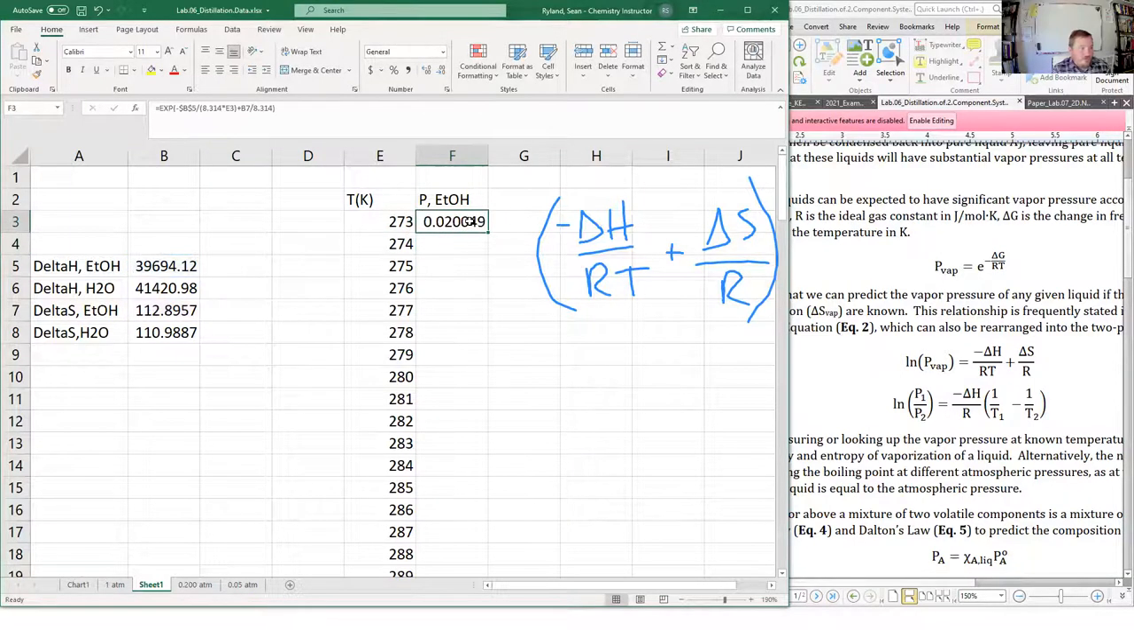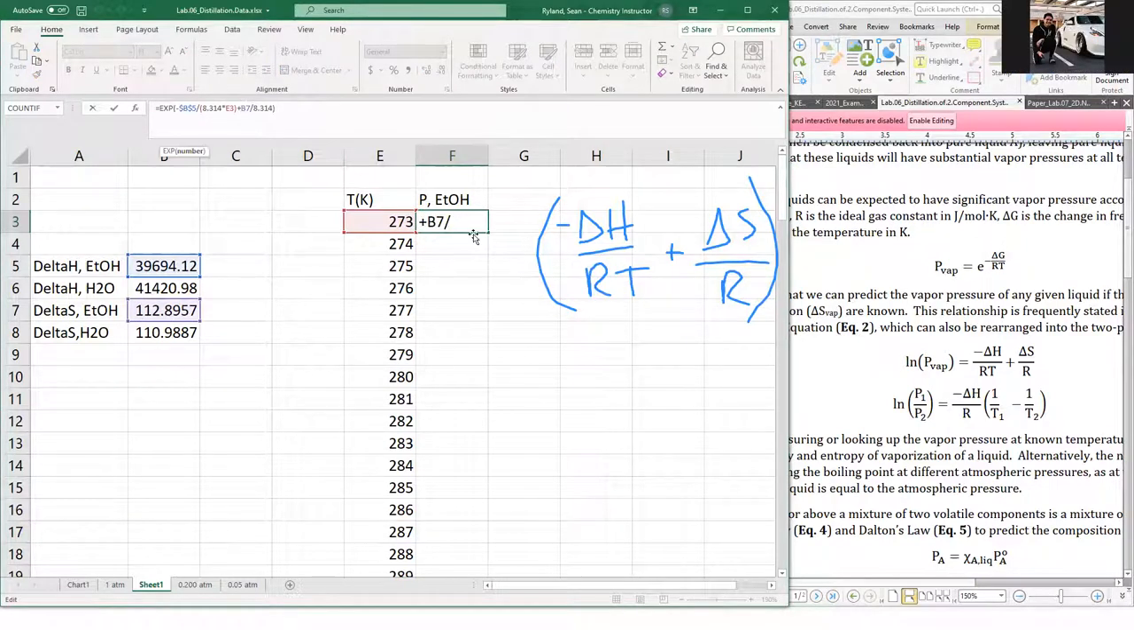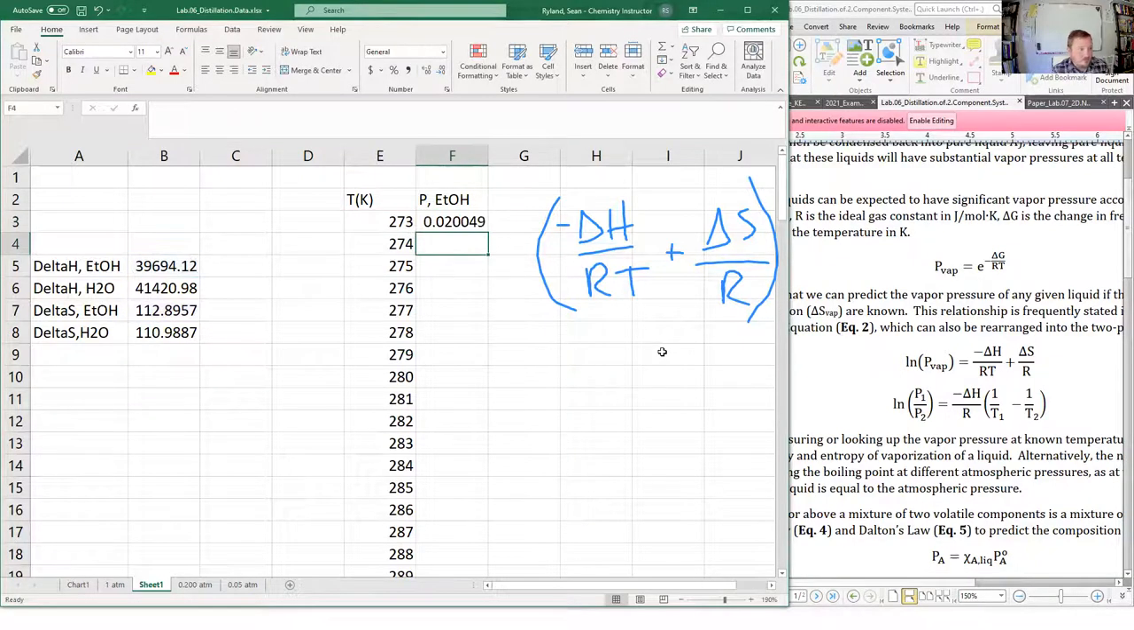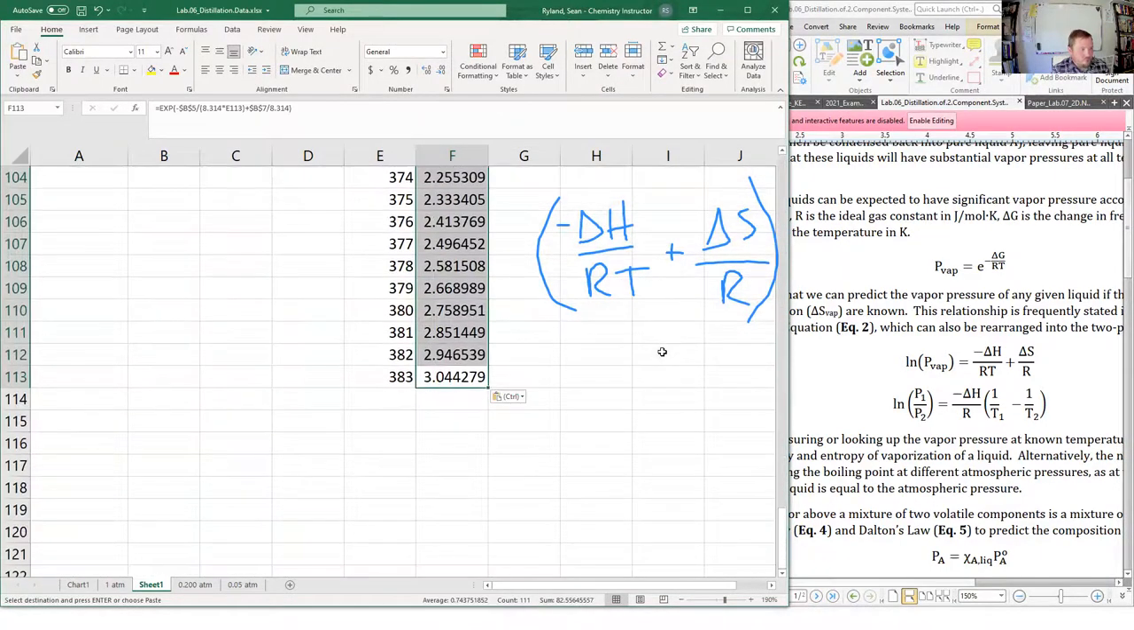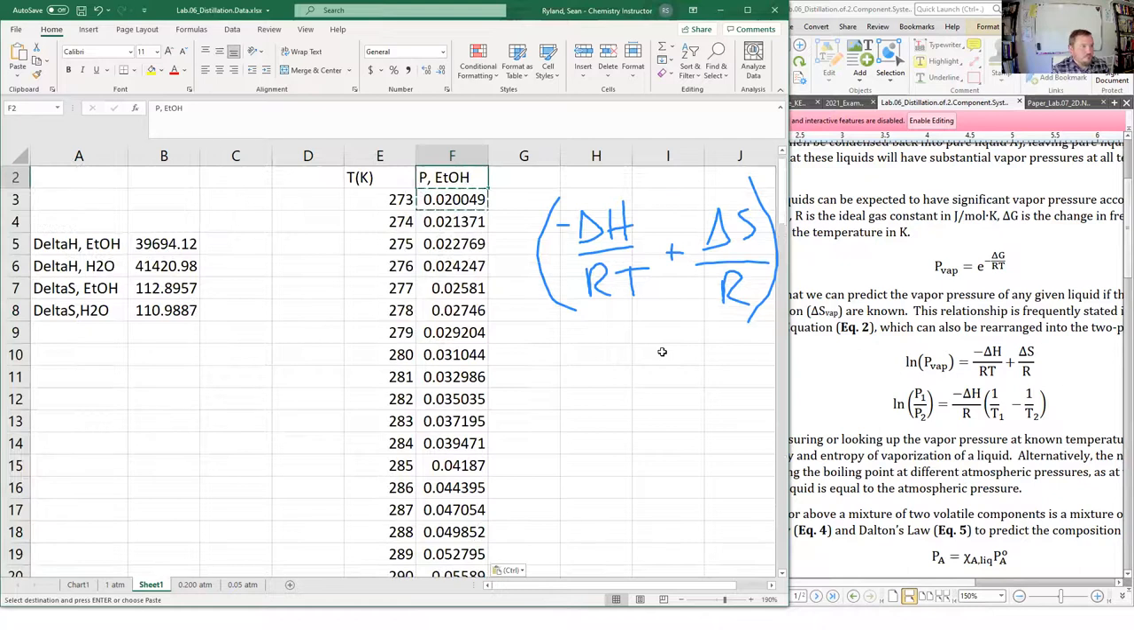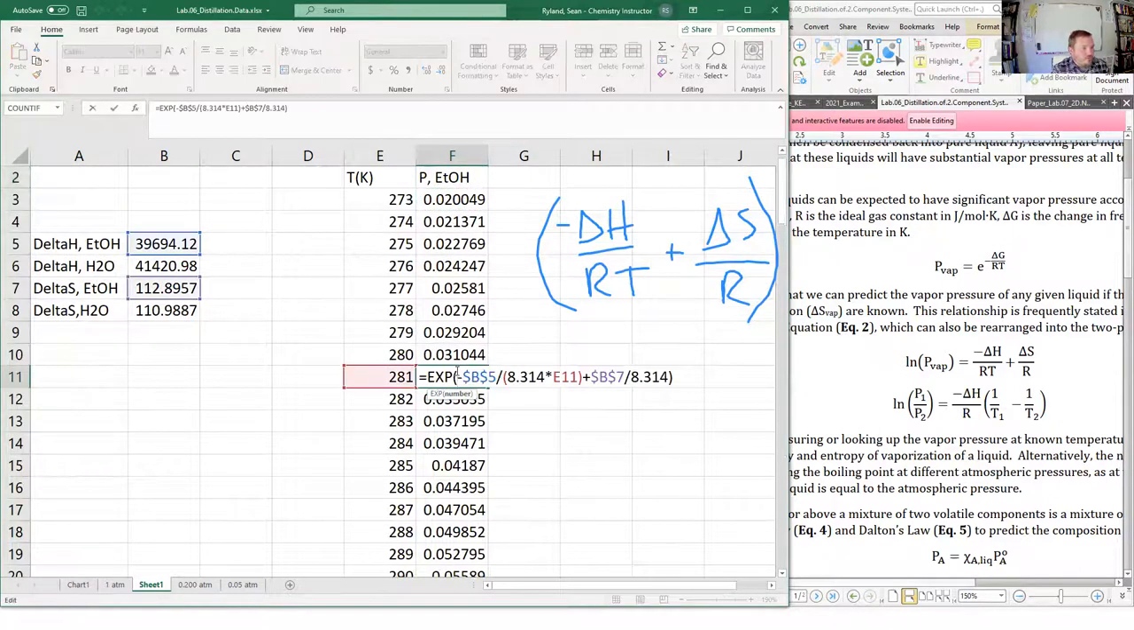And the other one that we want to do that for is the delta S. If you don't have F4 on your keyboard, you can just type in the dollar signs by hand. A dollar sign before the B and a dollar sign before the 7, or wherever your numbers wind up being. And now when we copy and paste, no matter which of these squares we click, the temperature is changing along with the cell, but the delta H and the delta S are not.